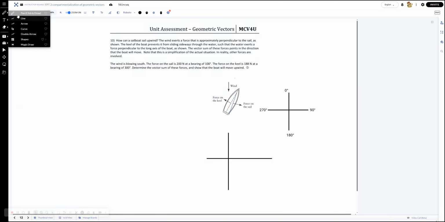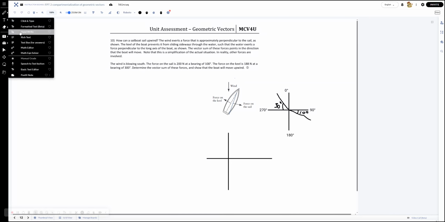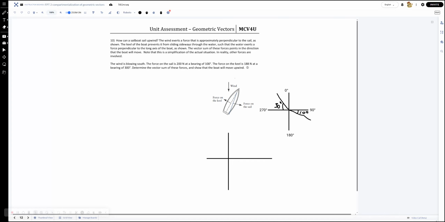So let's do that. A bearing of 100 degrees is about over here, which is the same as negative 10 degrees on a normal plane. And over here we have our other angle of a bearing of 300, and that's about 150 degrees this way, or 30 degrees from the horizontal. So now that we know what these angles mean in our traditional sense, let's go and solve this problem.